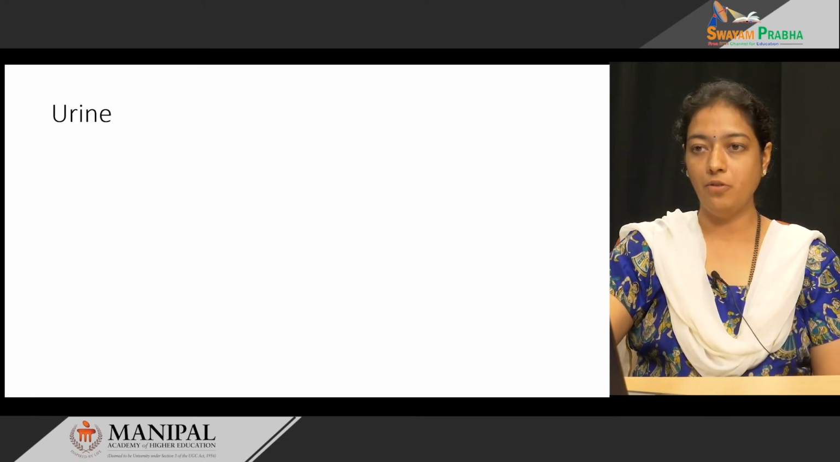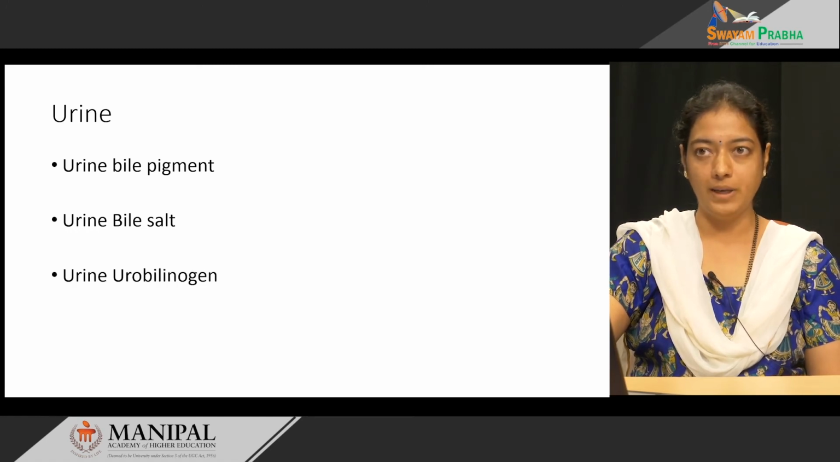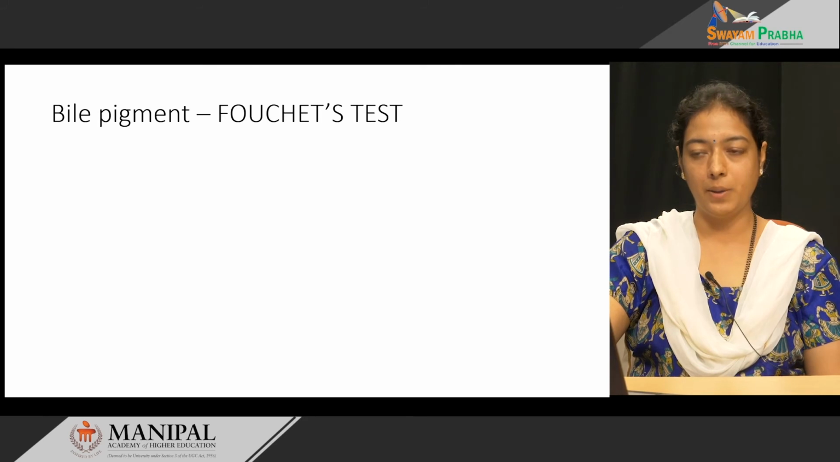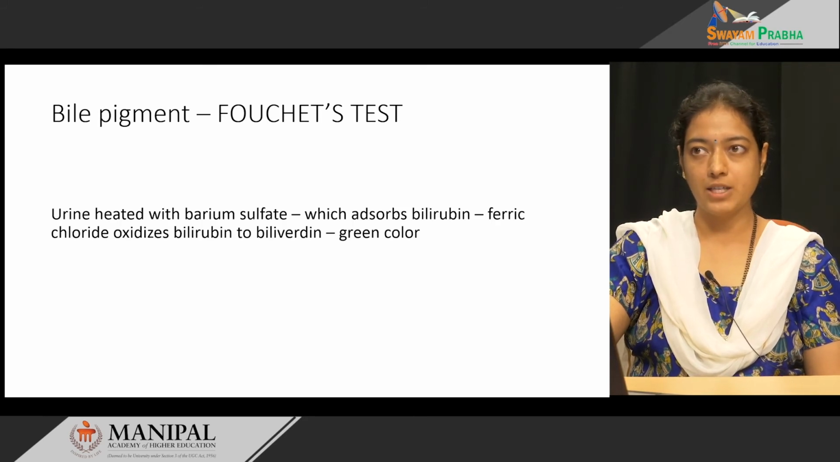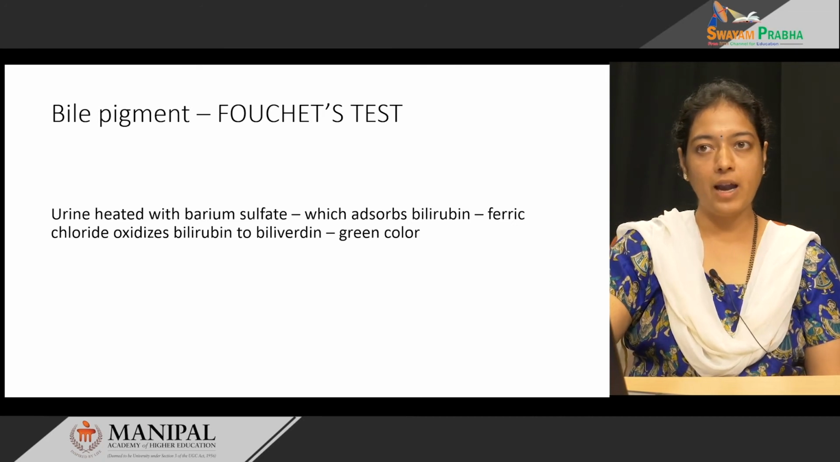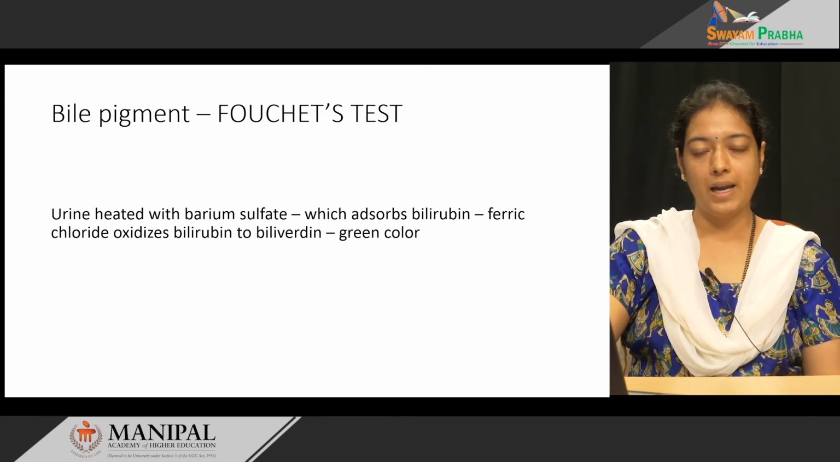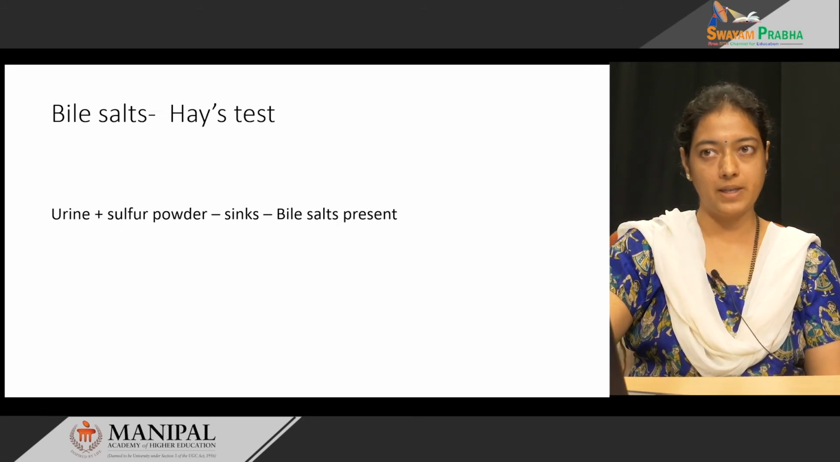In the urine sample, we can measure bile pigment, bile salt and urobilinogen. Coming to bile pigments, the name of the test is Fouchet's test. Take the urine and heat it with barium sulfate, which adsorbs the bilirubin. When we add the ferric chloride solution, the bilirubin gets oxidized and forms biliverdin, a bile pigment which is green in color. At the end of this test, if the green color appears, it means that bile pigment is present.